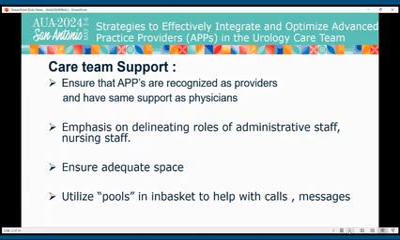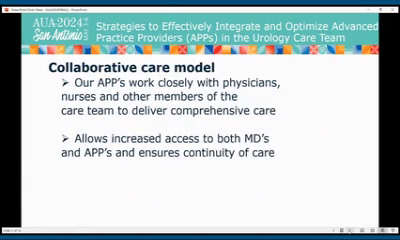Whenever we can, we try to make sure that our APPs are in a parallel clinic. So if the attending is in clinic, then the APPs are also in clinic with their own schedule, but that allows them to ask questions in real time, review scans, and feel confident going into the patient visit, knowing what questions are setting up their care plan.